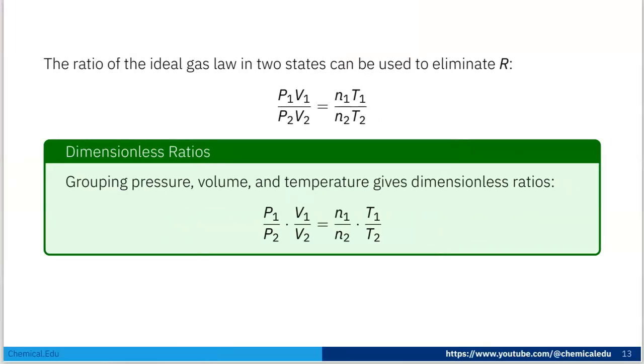Next question. Before that we need to get some relation. The ratio of the ideal gas law in two states can be used to eliminate R. So P1 V1 by P2 V2 is equal to N1 T1 by N2 T2. Grouping pressure, volume and temperature gives a dimensionless ratio, so both sides are dimensionless ratios.